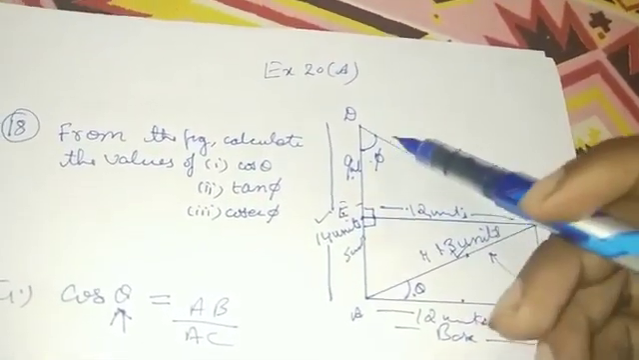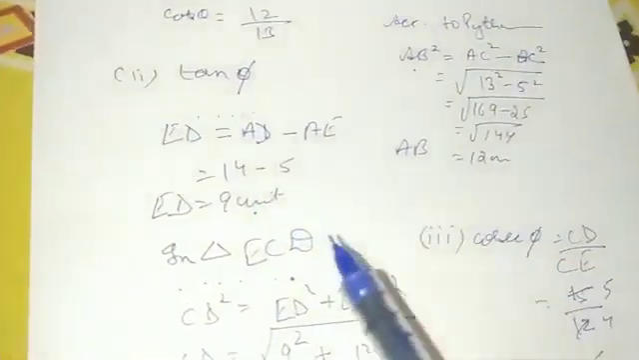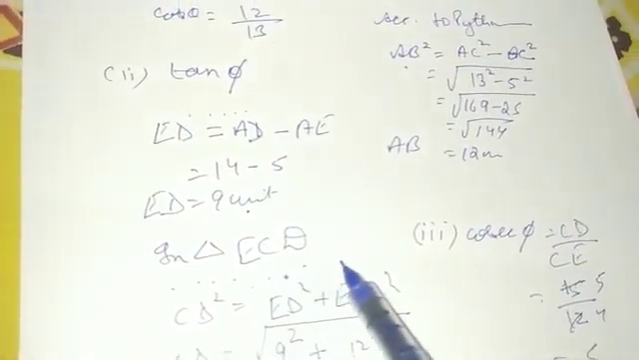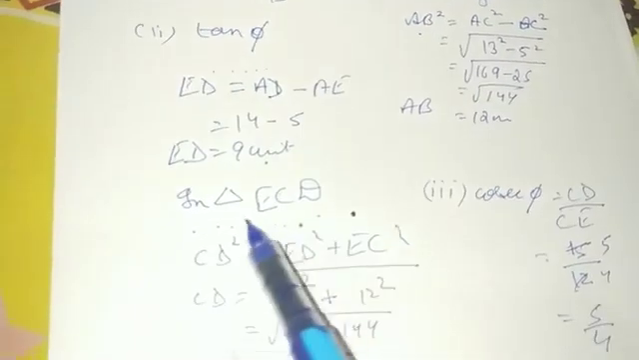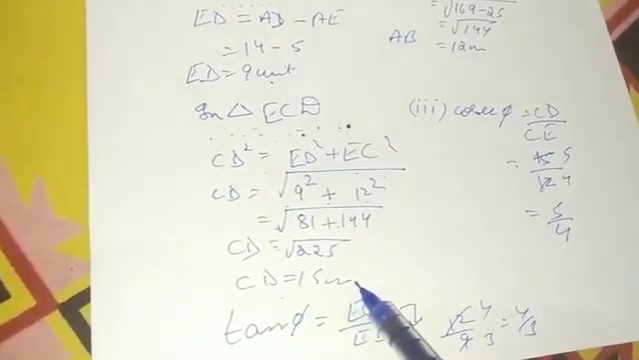Now let's refer to this triangle. We got 9 units, we are having 12, we are not having CD. So now after calculating ED, we are going to proceed ahead to calculate the length of DC using the Pythagoras theorem. So we'll have to mention the triangle that you are going to take, and then by using the proper Pythagoras theorem, we'll be calculating the length of CD. That comes out to be 15 centimeter.